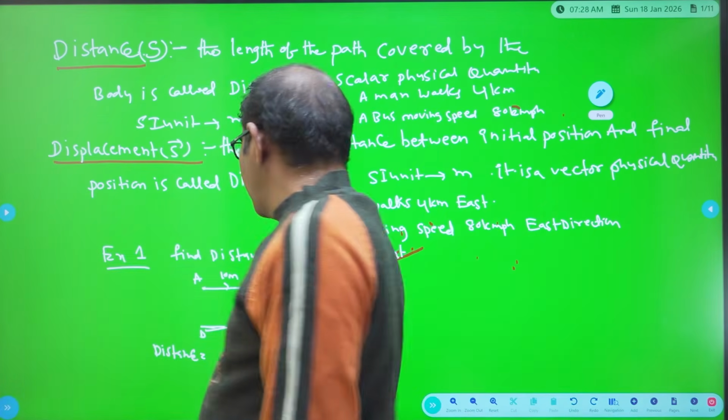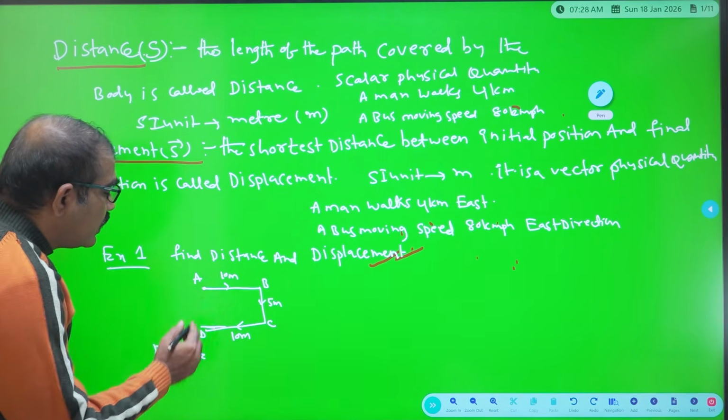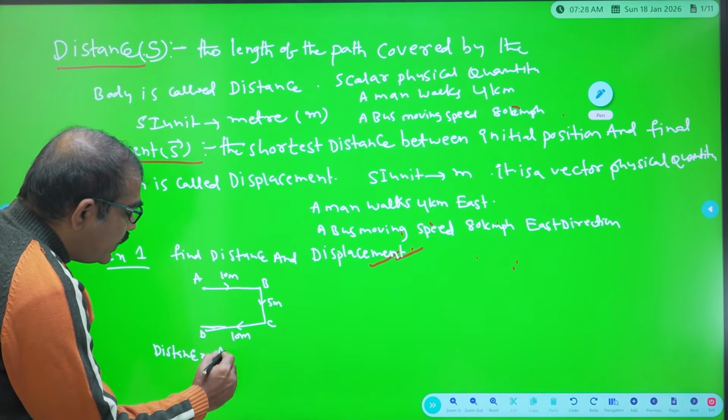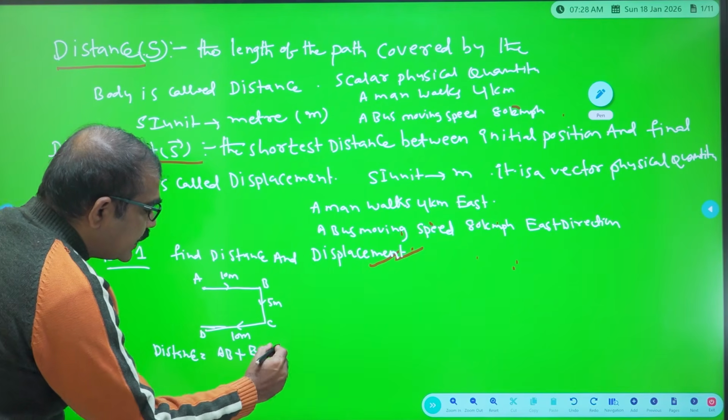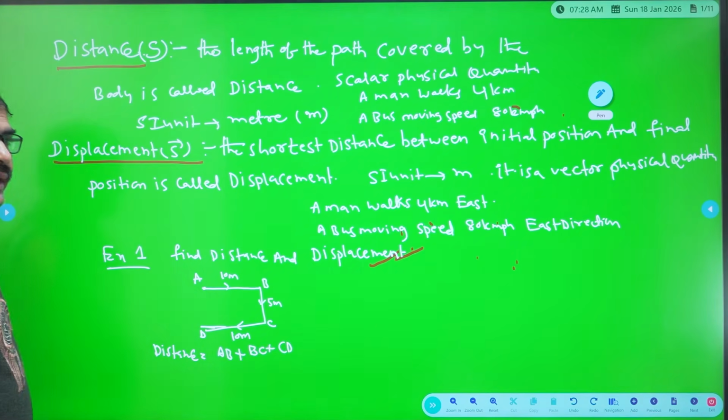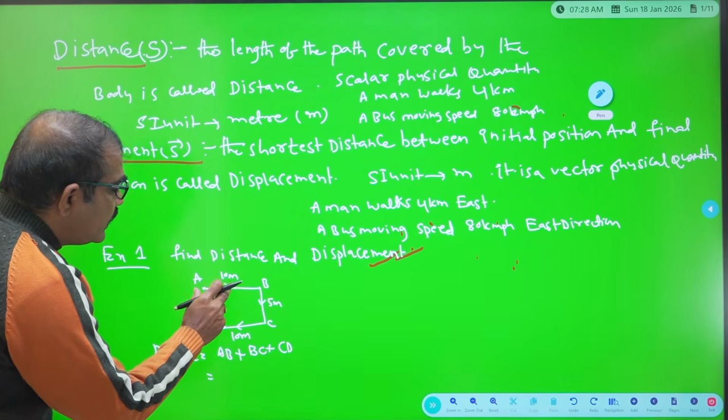That is called distance. So distance is equal to AB plus BC plus CD. That is called distance. AB length is 10 meter.